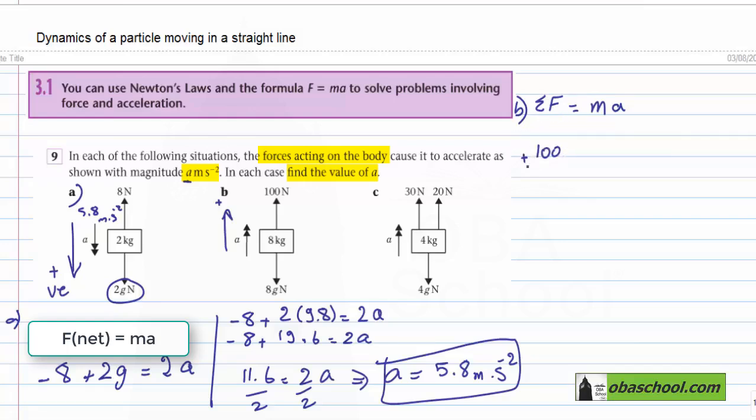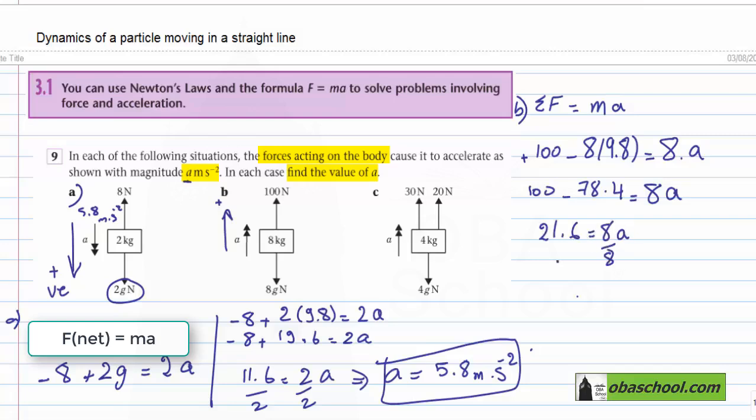Then there is minus 8g, g is 9.8, acting downwards, thus negative, which is equal to m, mass is 8, multiplied by the acceleration a. Then this equation is 100 minus 78.4, that's equal to 8a. 78.4 is the product of 8 and 9.8. Then 100 minus 78.4 is 21.6, which is equal to 8a. If we divide both sides by 8, then a is equal to 2.7 meters per second squared.